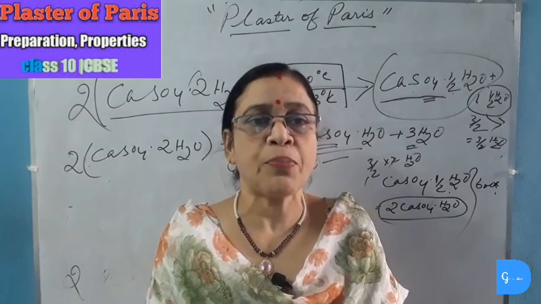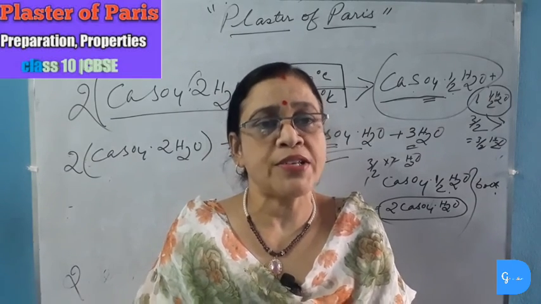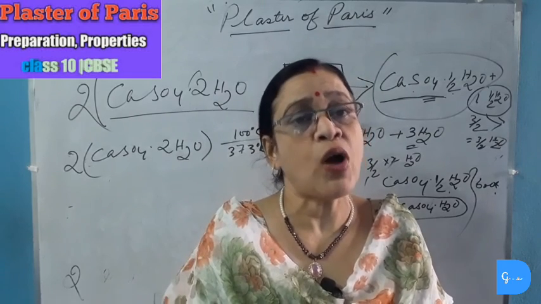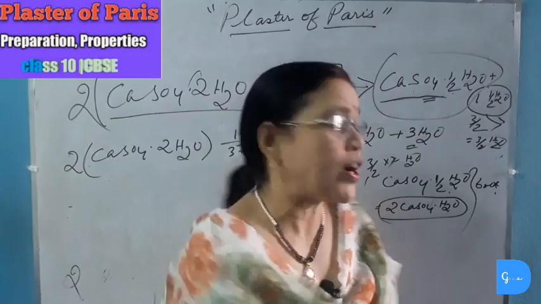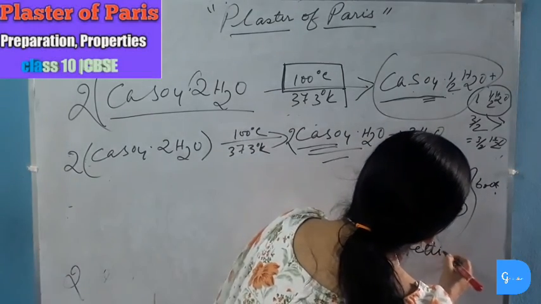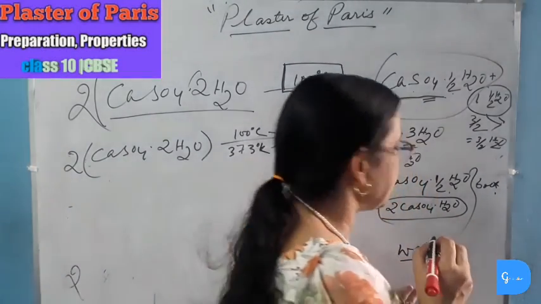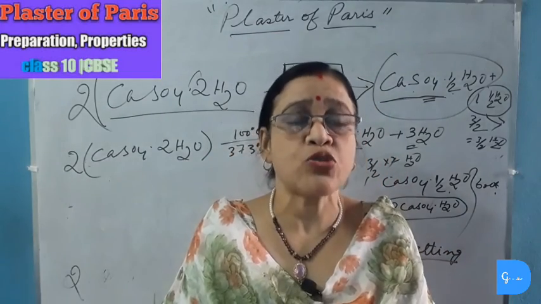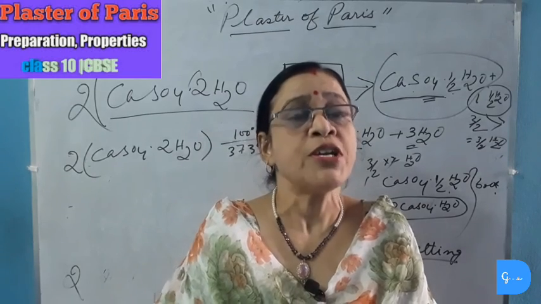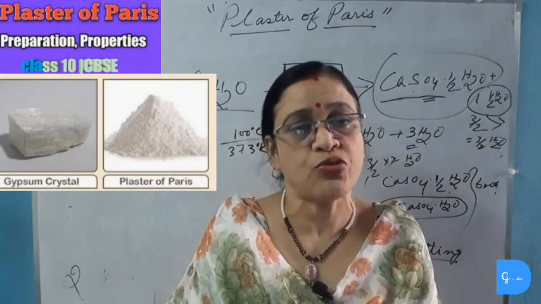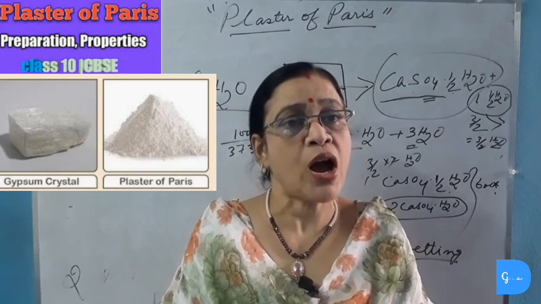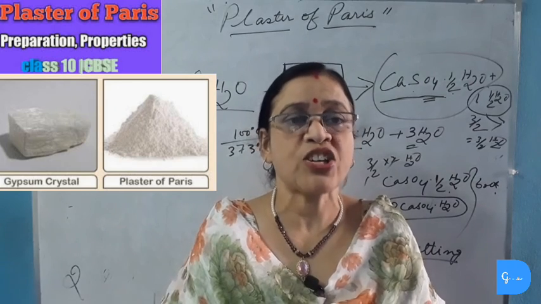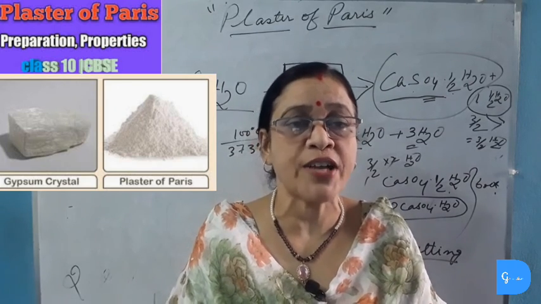Now we will study about the properties of plaster of Paris. Plaster of Paris is a white colored powder. The most remarkable property of plaster of Paris is setting into a hard mass on wetting with water. So when water is added to plaster of Paris, it sets into a hard mass. This setting of plaster of Paris into a hard mass is due to its hydration to form gypsum or CaSO4 2H2O. The setting is accompanied by a slight expansion of volume, and due to this reason, plaster of Paris is used for making casts for toys and statues.